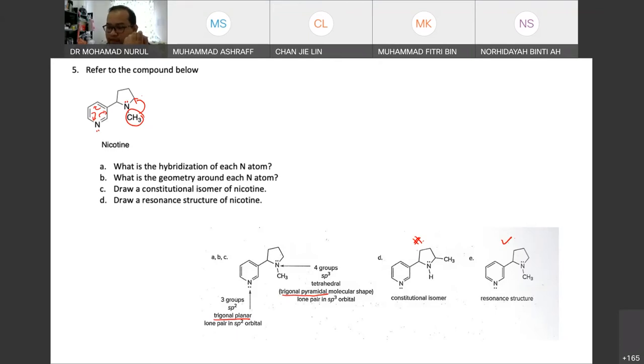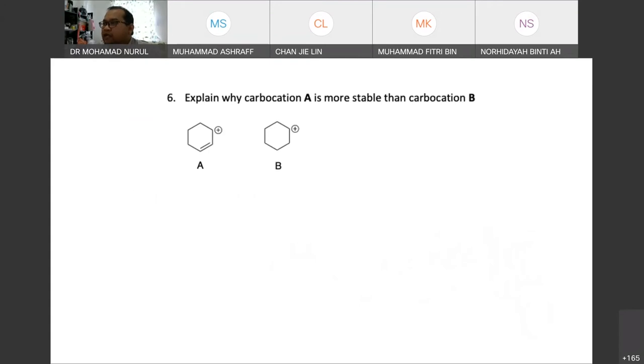Next, the last question. Explain why carbocation A is more stable than carbocation B. Anybody can answer this question? Yeah, please, Ashraf. Because structure in carbocation A has a double bond, while structure B doesn't have a double bond. In structure A, the electron in the pi bond can be delocalized, whereas in structure B, the electron is localized. Therefore, structure B is more prone to react with other molecules, especially a negatively charged ion, while structure A is less reactive. Therefore, structure A is more stable than structure B.